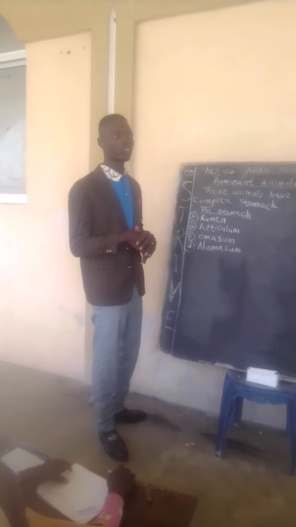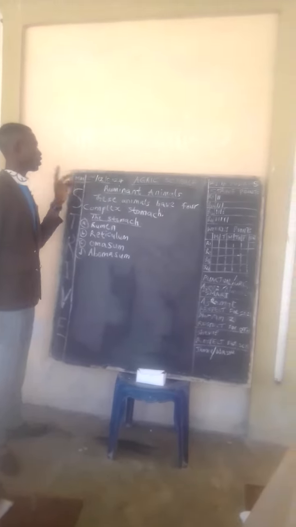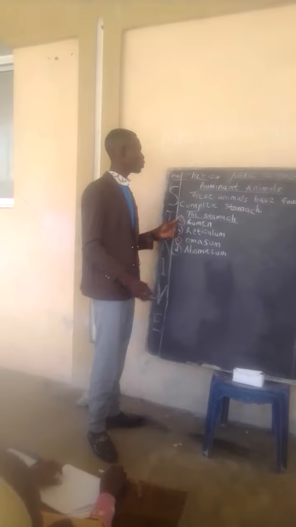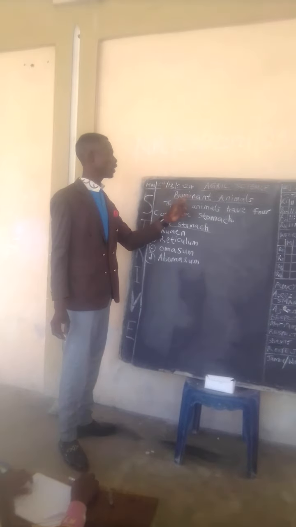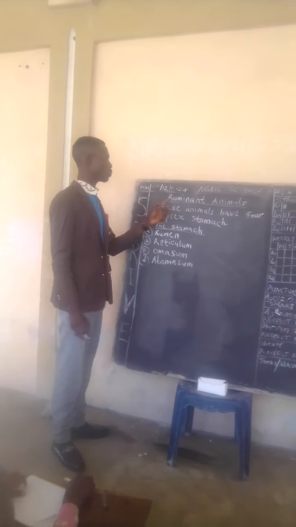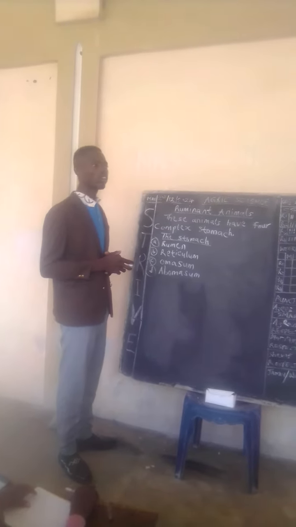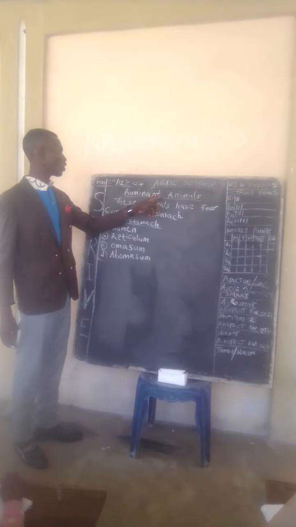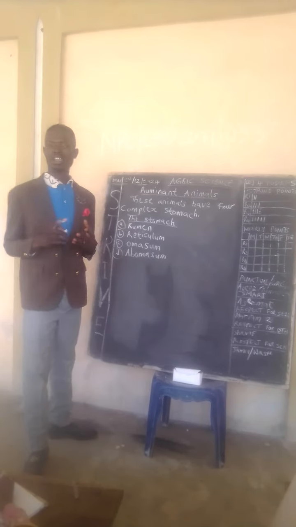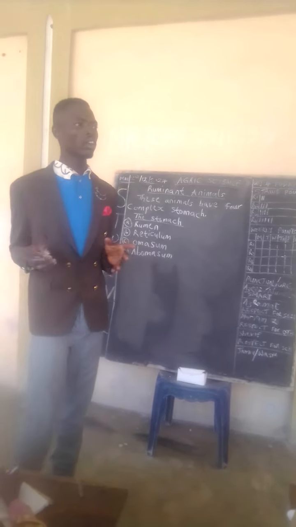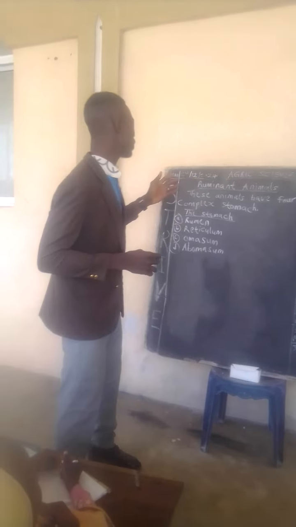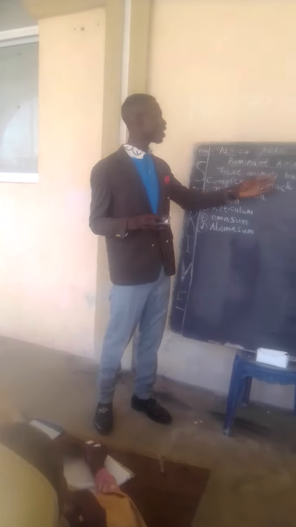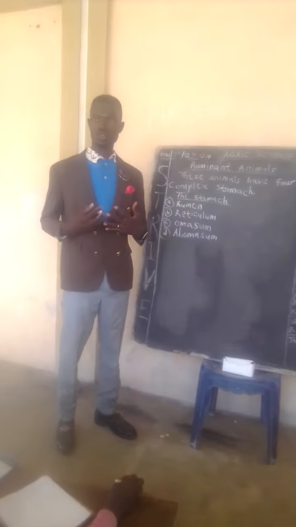Good afternoon, sir. Today, in our Agricultural Science class, we are going to be learning about ruminant animals. What topic? Ruminant animals. When we talk of ruminant animals, they are large animals that have a four-compartment stomach.